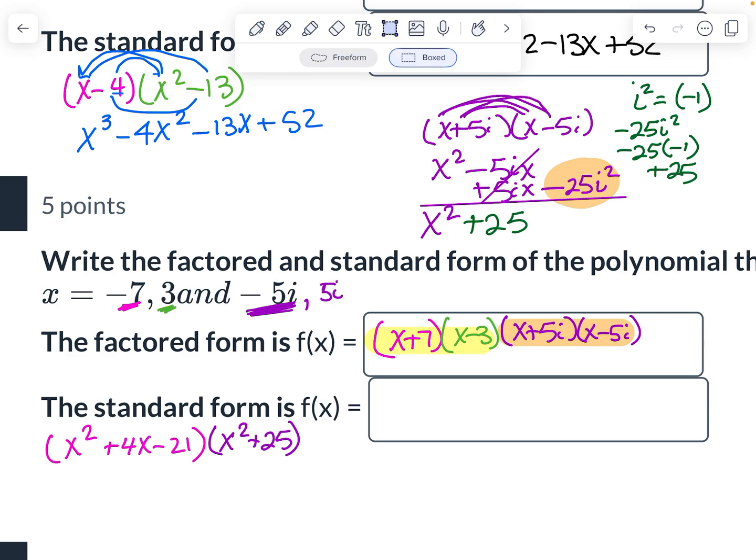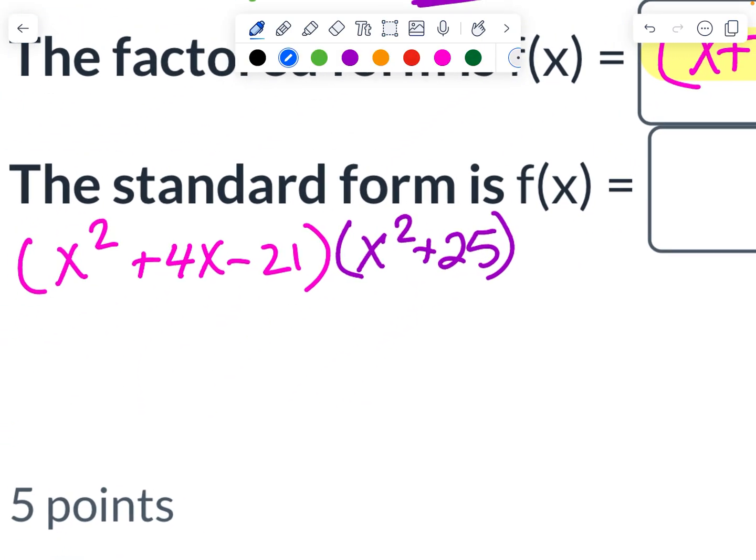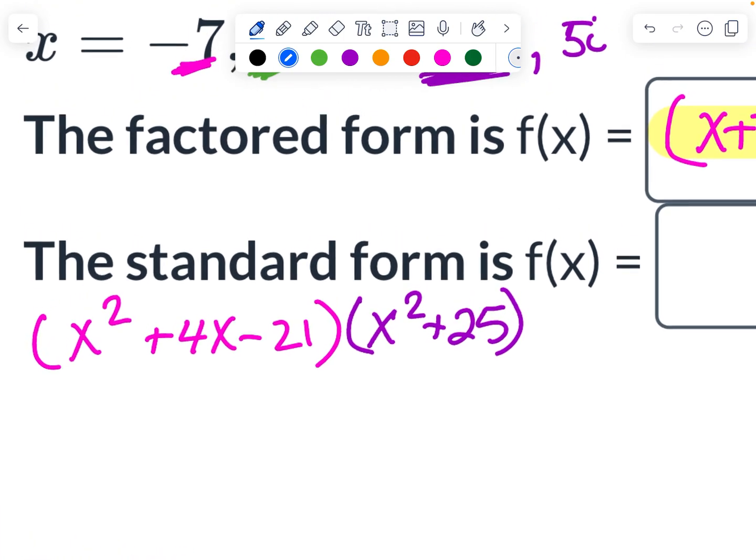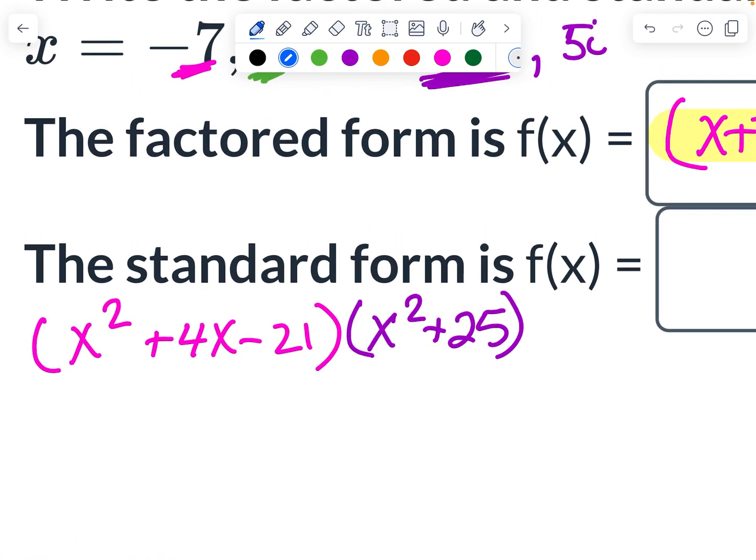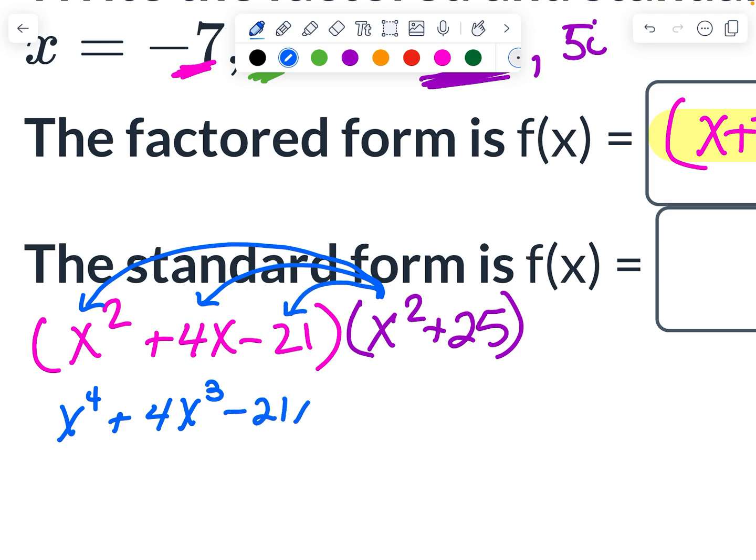So now, I don't know, maybe I should move it over so you can follow along. There you go. So now we're going to do the distributive property with these two. When I do the distributive property with these two, you can do them in whatever order you want. I have found that this is easiest for me. X squared times x squared is x to the power of 4. X squared times 4x is positive 4x to the power of 3. And x squared times negative 21 is negative 21x to the power of 2.